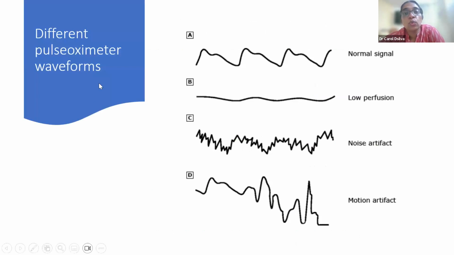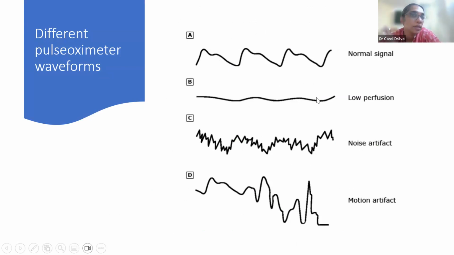So this is just to show you what a normal waveform looks like. It looks very similar to an arterial waveform with a dicrotic notch if the perfusion of the patient is very good. The advantage of the pulse oximeter is that it gives you two things. It gives you the heart rate as well as the saturation of the patient. And it also gives you an indication that the perfusion of the peripheries or the extremities where you put the pulse oximeter is good. If you see a low perfusion, you will see a sort of flattened out waveform.